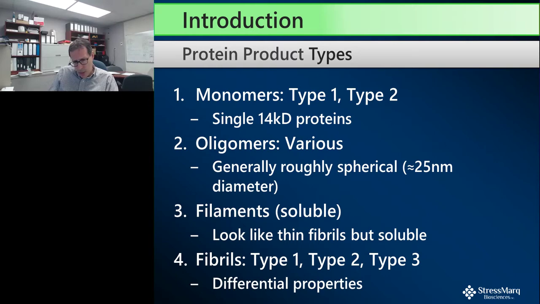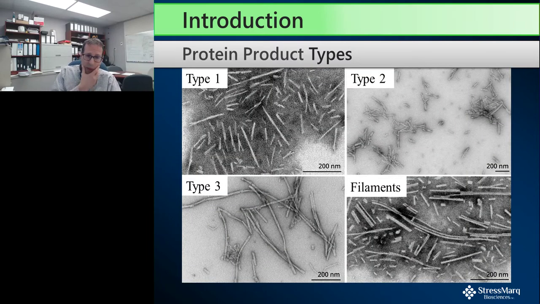I'm not going to spend too much time on type 3 because it's really, in a way, a hybrid of type 1 and 2. But type 1 and type 2, again, are quite different in terms of Betasheet content and also differential properties in biological systems. This is a schematic that gives you an idea of roughly how difficult it is to determine what's what.